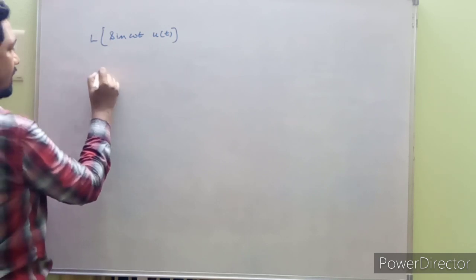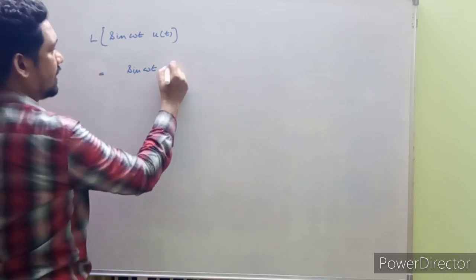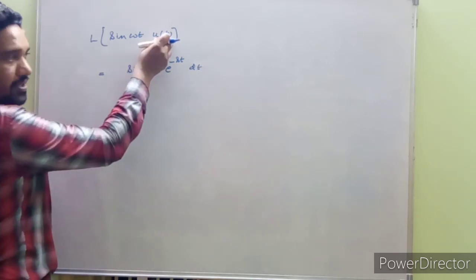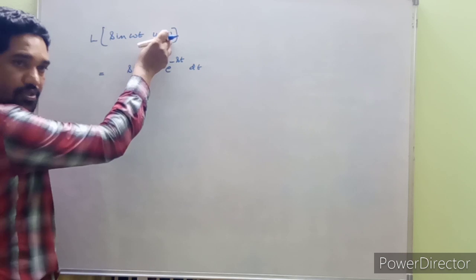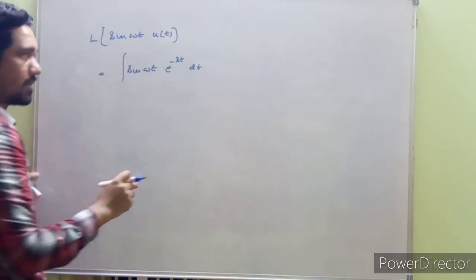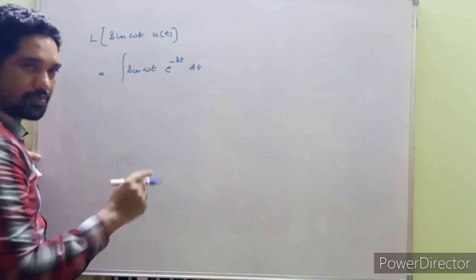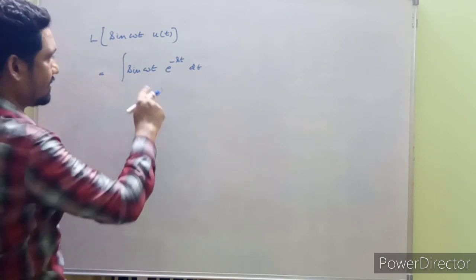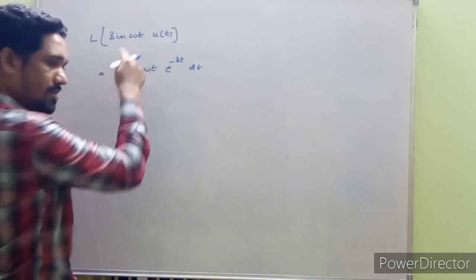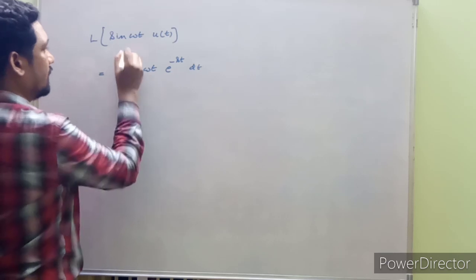Once again, it's sine omega t multiplied with e raised to minus st dt. So u of t gives the limits of integration for this particular function, because this is a step function. Unit step u of t is a unit step function, and the unit step function commences from t equal to 0 and extends up to infinity. In that case, when this signal is multiplied with this one, this signal exists from t equal to 0 to infinity. In that case, the limits of integration will be 0 to infinity.